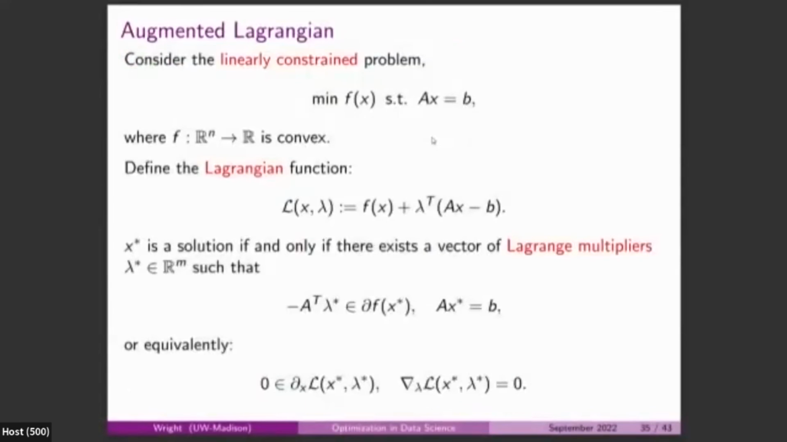A little bit about augmented Lagrangian. Again, this is a method that's been known since the 70s. It's due to Hestenes and Powell. Developed and popularized by Bertsekas in the 80s and beyond. And it has sort of waxed and waned in popularity in optimization over the years.